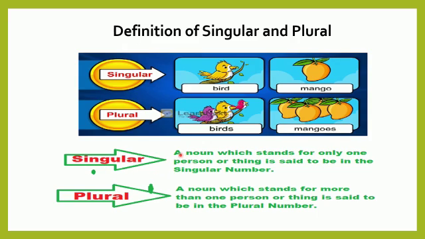Now singular. What is the definition of singular? A noun which stands for only one person or thing is said to be the singular number. Plural: a noun which stands for more than one person or thing is said to be plural.